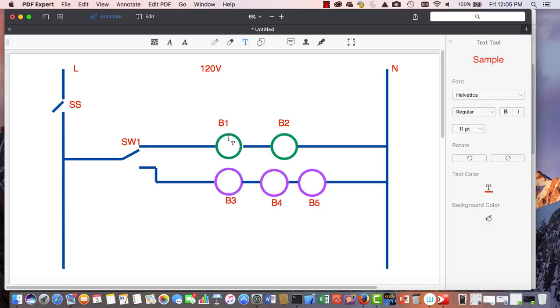It told us bulbs 1 and 2 will not be energized at the same time as 3, 4, and 5. So the key to drawing schematic diagrams is to read the sequence of operation. Read what the description is telling you, or know in your head what the equipment should be doing. Draw it out and understand what symbols you're going to be using.